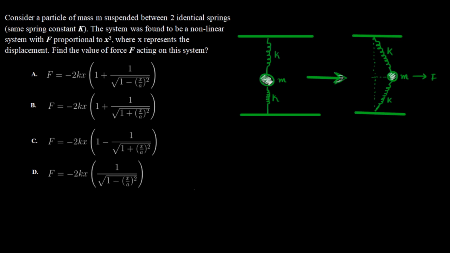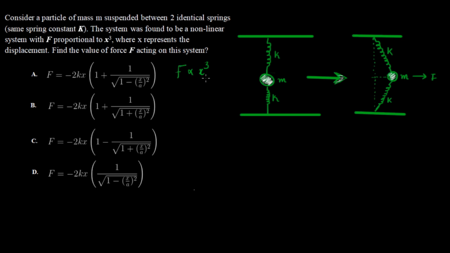So you have two springs and a mass in between, and you apply a force in the horizontal direction. The spring goes like this, so it will have an oscillation. So for this oscillation, this force F is proportional to x cubed. The force here is the restoring force that we have to find. This is the F, capital F, that we have to find.